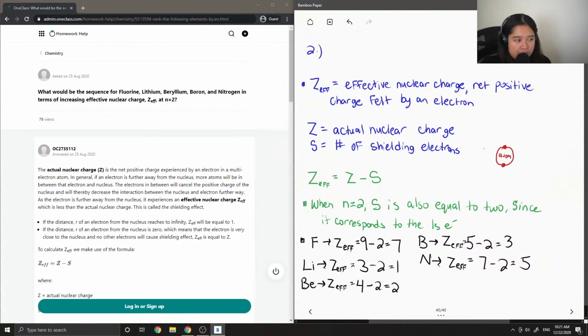Okay, so now in terms of increasing nuclear charge, we can rank all of the different atoms. So starting with lithium as the lowest effective nuclear charge, and then beryllium, boron, nitrogen, and then fluorine.